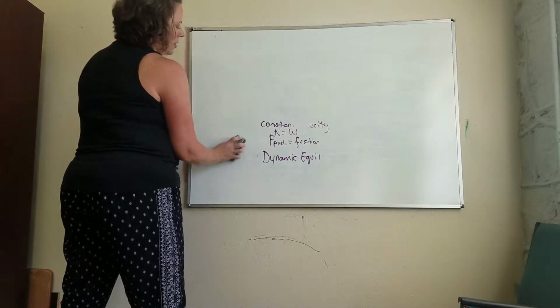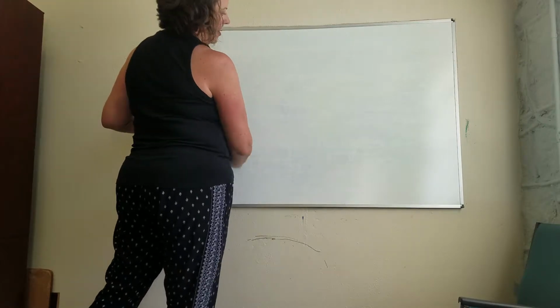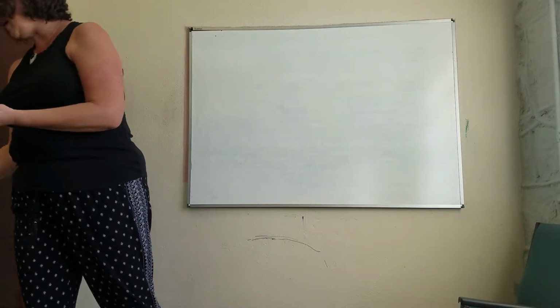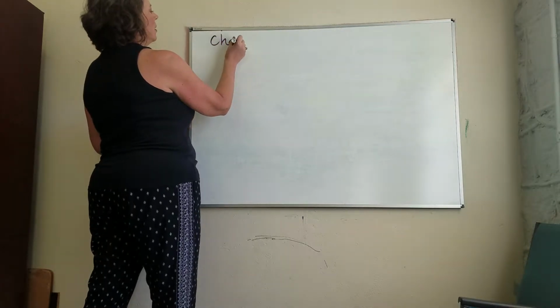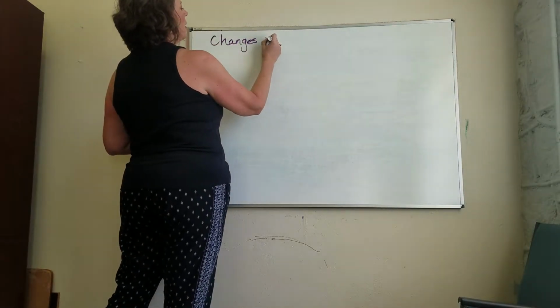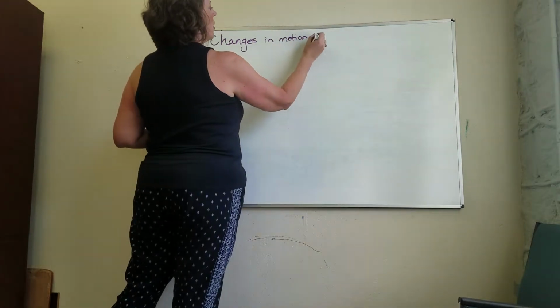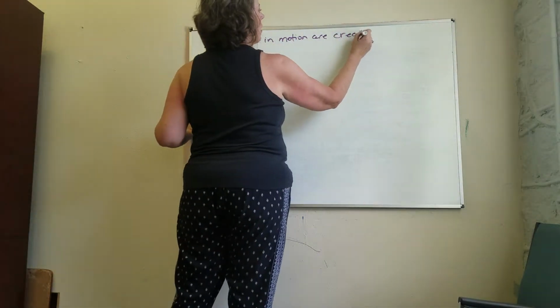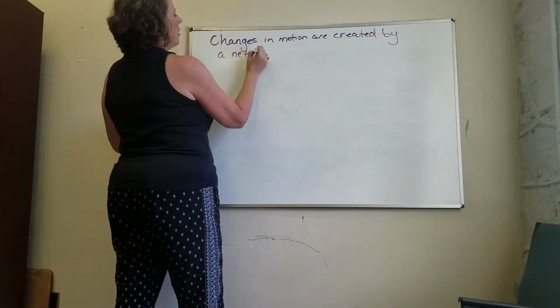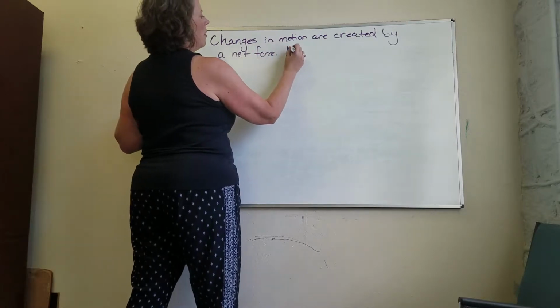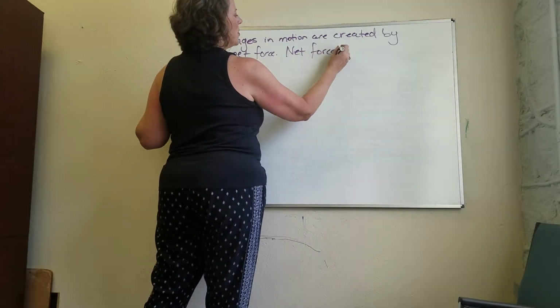So Newton's first law was that objects continue in their current state, either at rest or at constant velocity, unless acted on by a net force. Newton's second law is really just an equation. That's all it is. If you want to create some sort of change in motion, you have to use a net force.